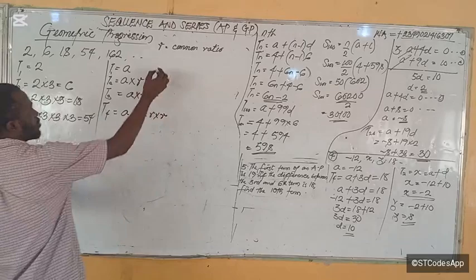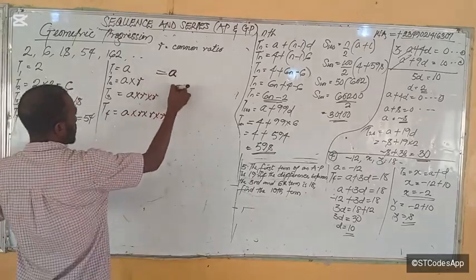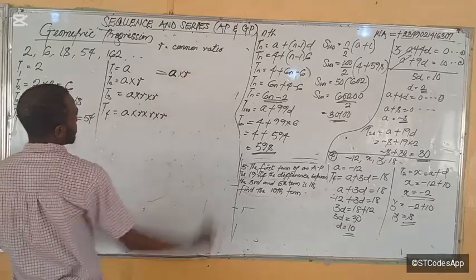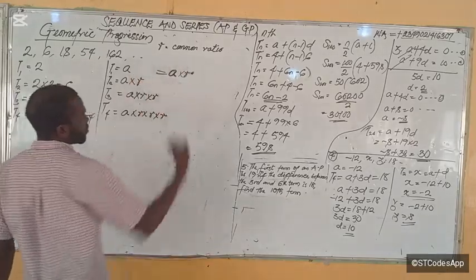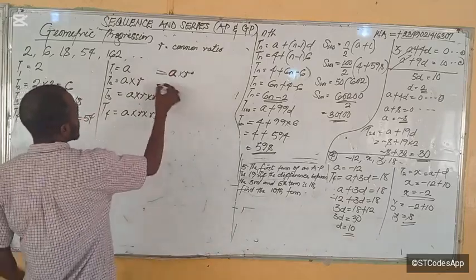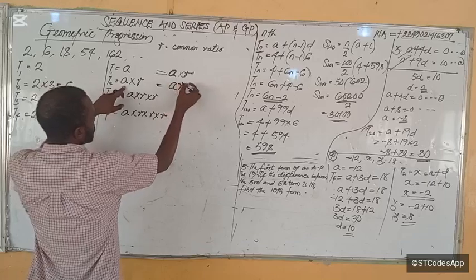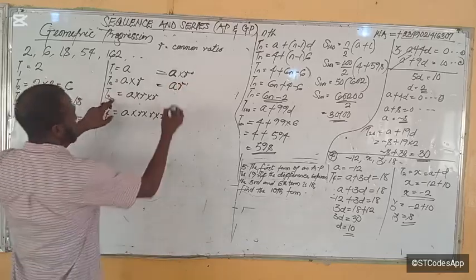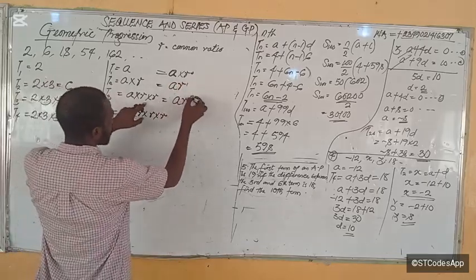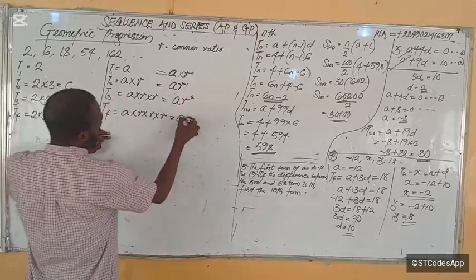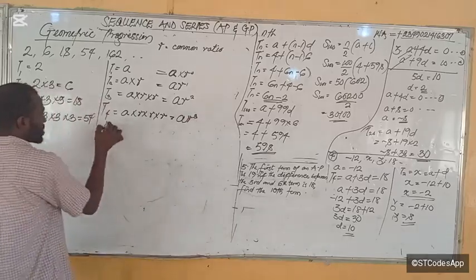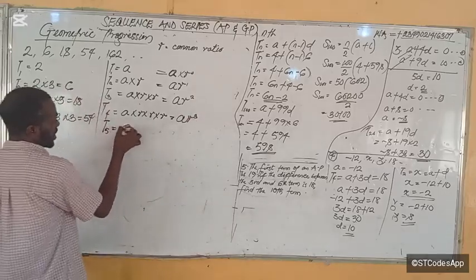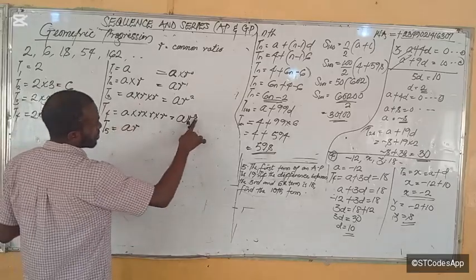By the time we write an expression for this, it becomes A times R raised to power, there's no R here, because since there's no R, it means R is raised to power 0, isn't it? Here it will be AR raised to power 1, right? For T3, it is AR raised to power 2, right? For T4, it will be AR raised to power 3. What are you noticing? You're noticing the same thing, that if it were T5 now, it will become what? AR raised to power 4.